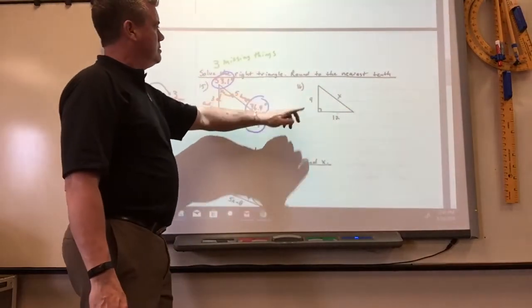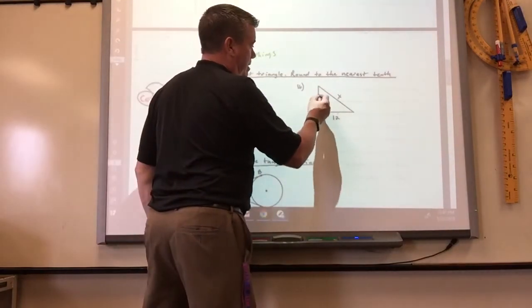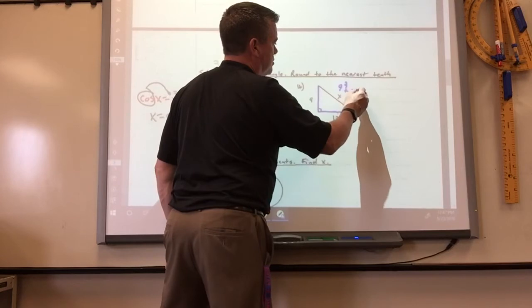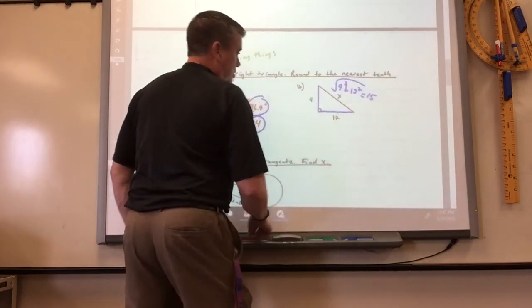This one, we're missing the hypotenuse. So you do add them. Remember, it's leg squared plus leg squared. 9 squared plus 12 squared, square rooted is 15. So there's one thing.